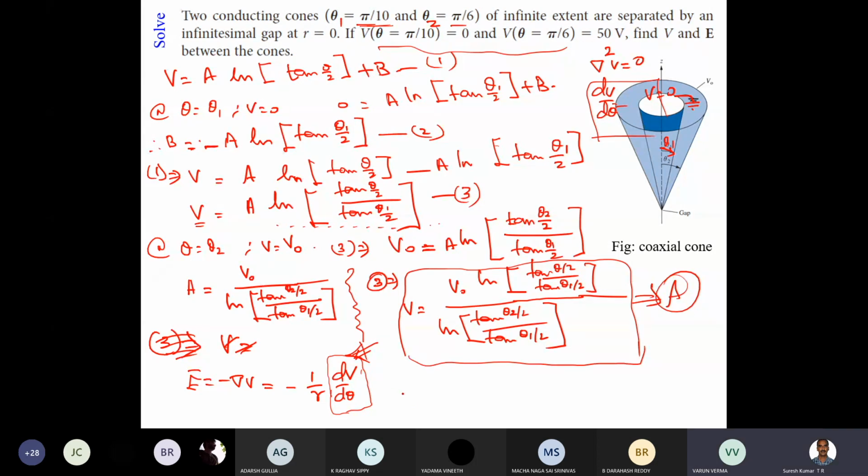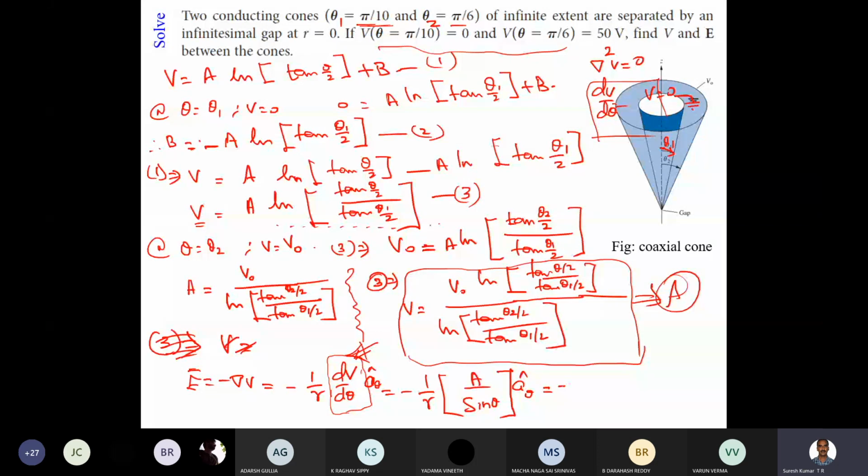Sir, I think it was A upon sin theta. Yeah, repeat. A upon sin theta. One thing I forgot. This is a vector, right? So it should be along the a theta direction. So dV by d theta is A by sin theta. I think after the first integration, this is the equation we had, A by sin theta.